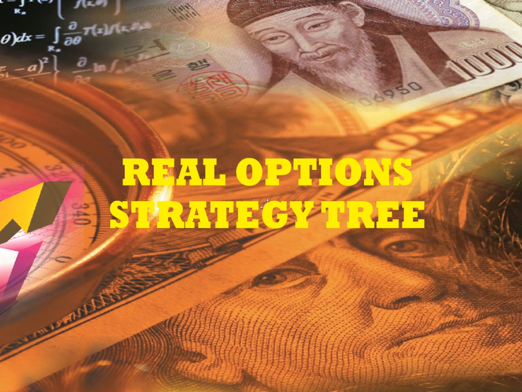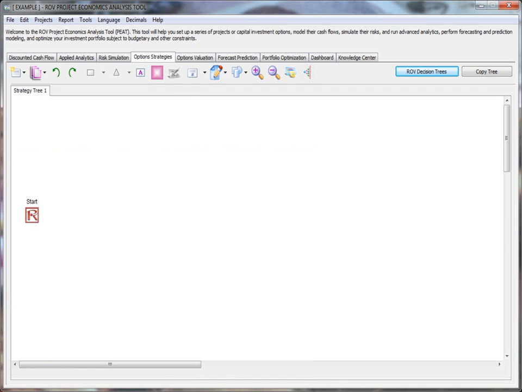You can generate a real options strategy tree inside the PEAT software by first going to the options strategy tab. And by the way, when you first get started, you should see this Strategy Tree number 1. You can always right click on it, add a strategy tree, add as many tabs as you want to, duplicate an existing tree, rename or delete those trees.